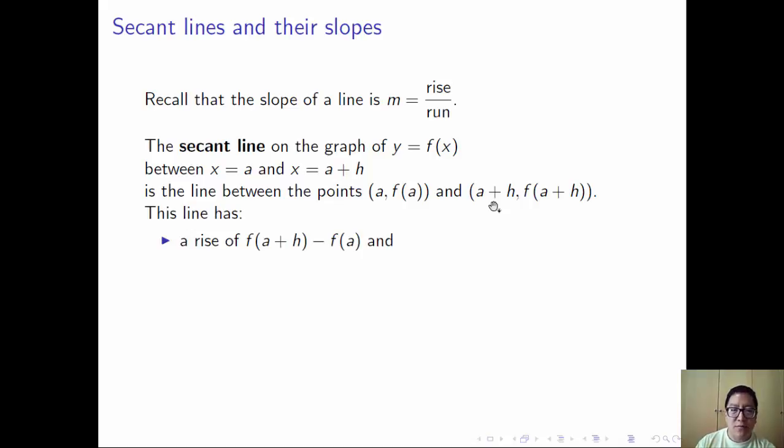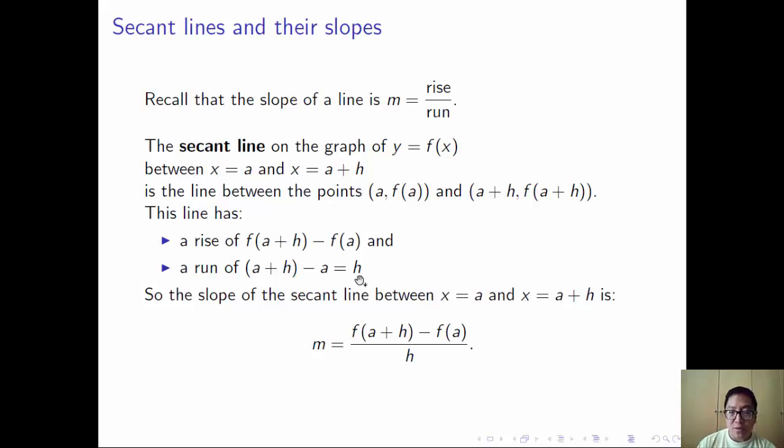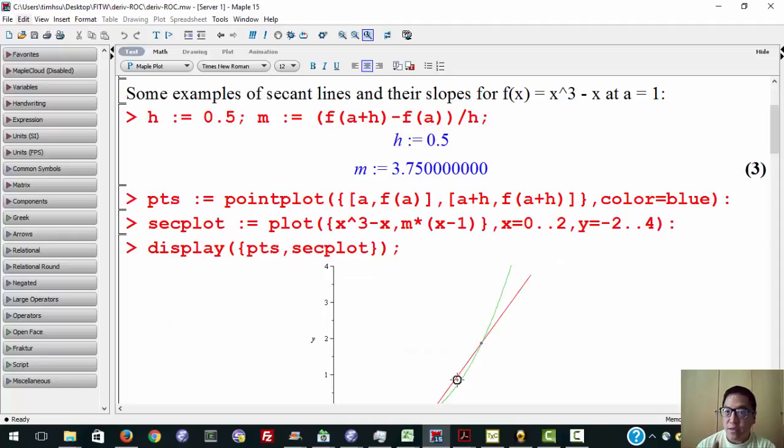If you look at its rise, you go from f of a to f of a plus h, so the rise is f of a plus h minus f of a. For the run, you go from a to a plus h, so the run is a plus h minus a, which is equal to h. And so the slope of the secant line between x equals a and x equals a plus h is f of a plus h minus f of a, over h. That looks familiar.